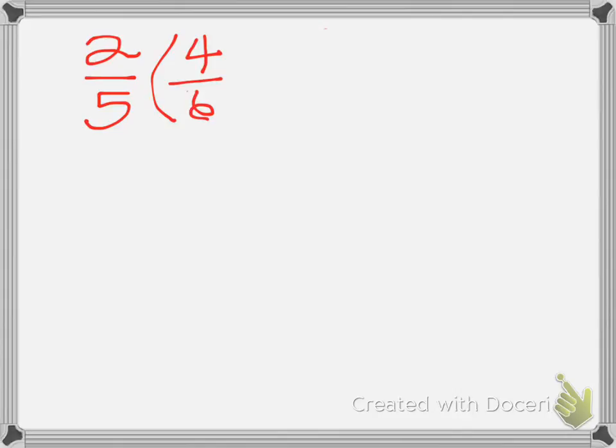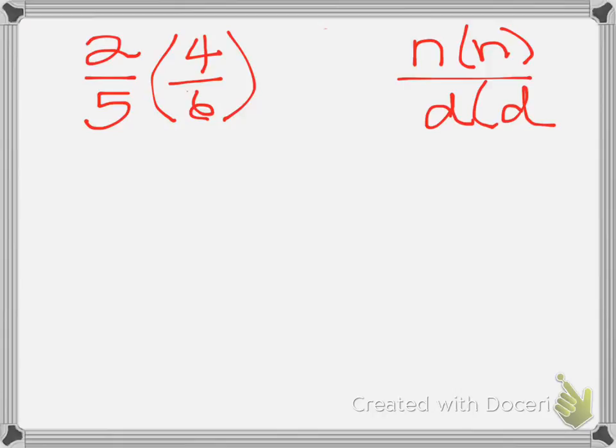So let's review very quickly first how to multiply fractions. So if I give you something like 2/5 times 4/6, when you're multiplying, all you have to remember is numerator times numerator over denominator times denominator. So here, there wouldn't be anything to do except to say 2 times 4 is 8, 5 times 6 is 30, and if it's simplified, you're done.